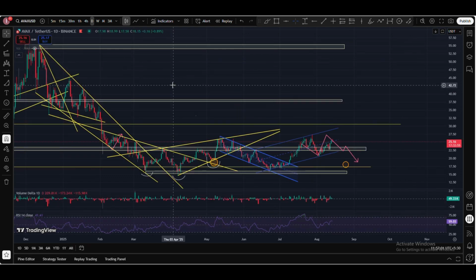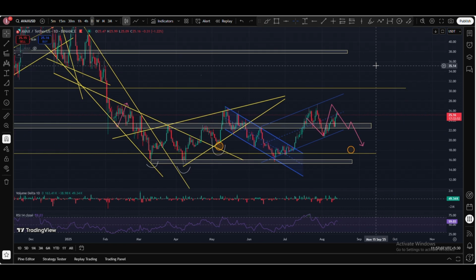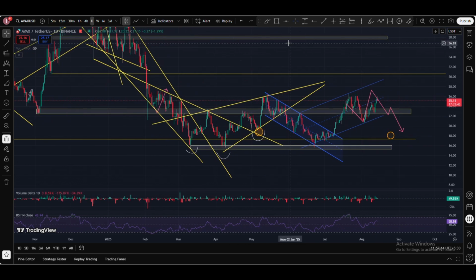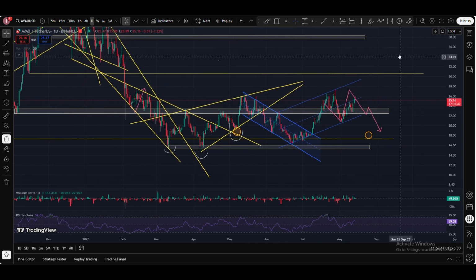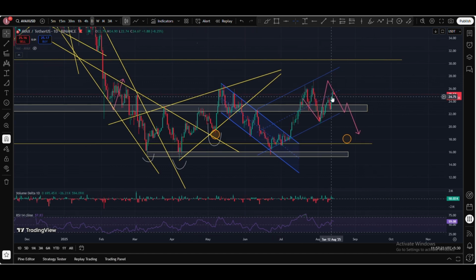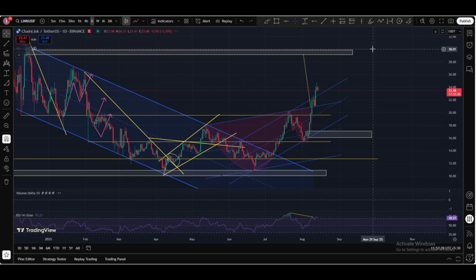So now the AVAX chart. In our parallel channel area, at the middle of the parallel channel, the market can be rejected. The market can reject that level. So that is not a trading opportunity now.